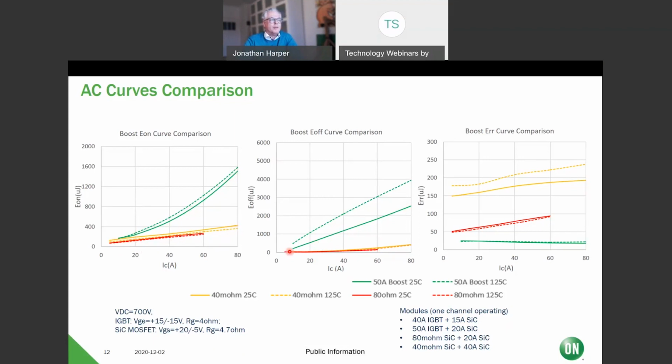Then for the EOFF, you've got tail current in an IGBT. You don't have that in a SiC MOSFET, so you see that very clearly here. And then the ERR of the diode. Here it's interesting: the diode gets hit more when it's switching with a SiC MOSFET than with an IGBT. So this is the IGBT, and this is because this is measured under different switching speed conditions, which also accounts for the differences here, because these are probably switching much faster in these examples.